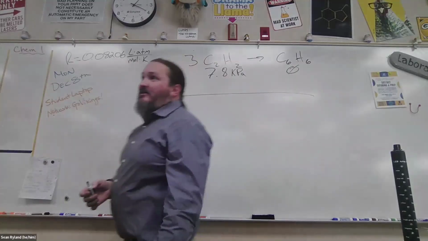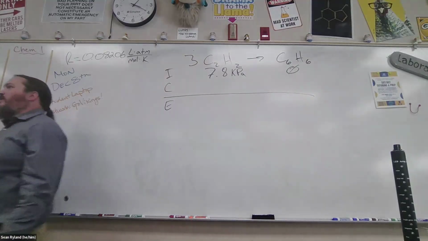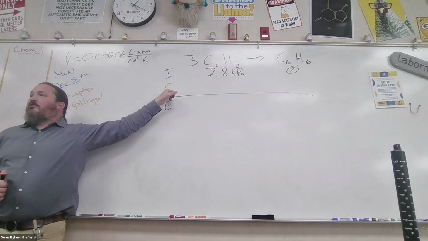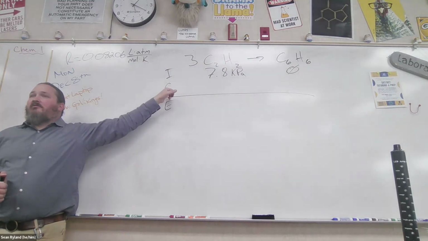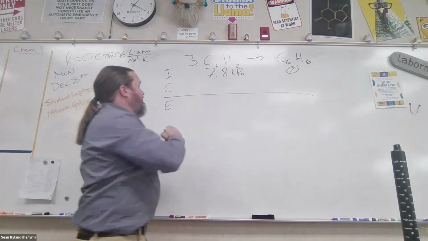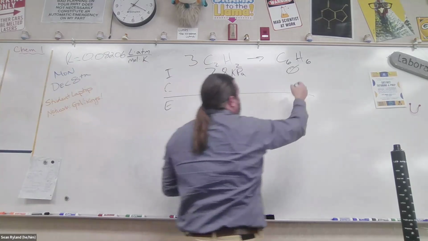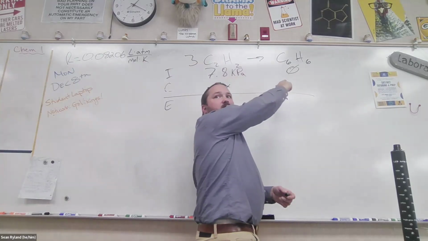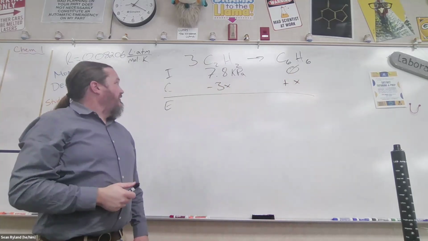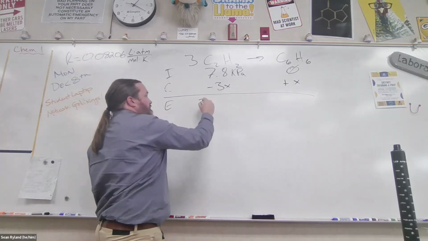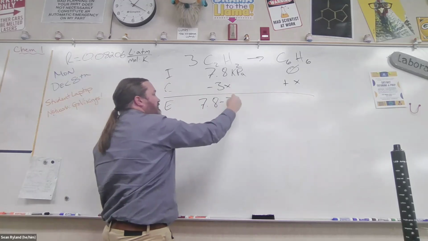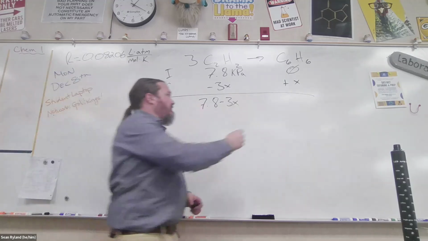It's not reacting the entire way, but we can still fill out this change row, right? Because we can do it all in terms of x's. What would the change row be? Minus 3x and just plus x, right? Which means we can at least fill out the end row in general terms.